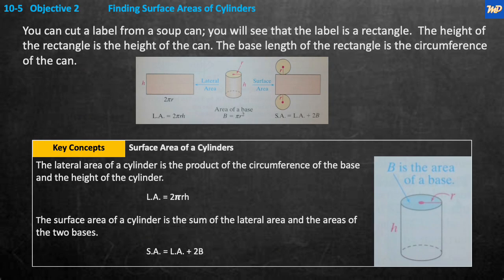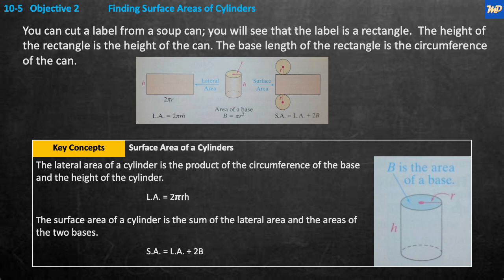Okay, we'll find ourselves at objective 2 now, finding the surface area of cylinders. You can cut the label from a soup can. You will see that the label is a rectangle. The height of the rectangle is the height of the can, and the base length, the long length of the rectangle, is the circumference of the can. We've spoken of this already. And you see it right here, this rectangle, height and 2 pi r. This is your rectangle for the label.